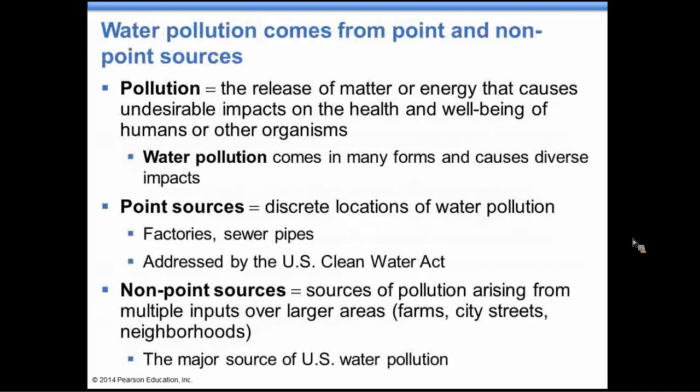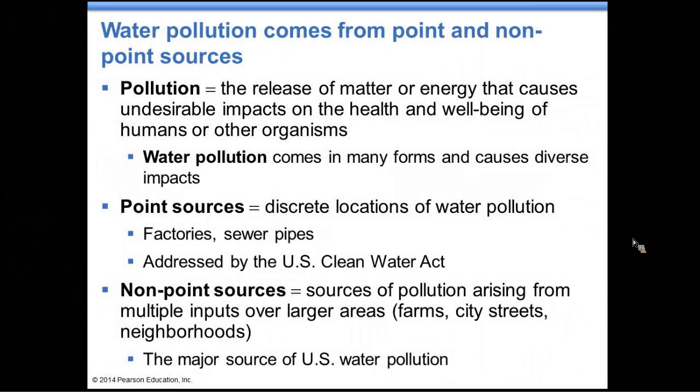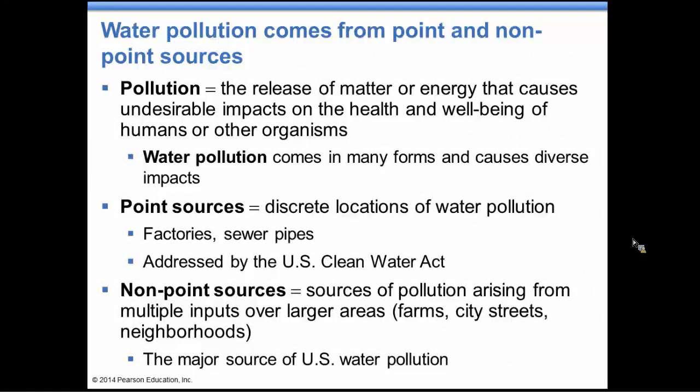Some are emitted from point sources, and these are discrete locations such as a factory or sewer pipe. In contrast, pollution from non-point sources is cumulative, arising from multiple inputs over a larger area such as farms, cities, and residential neighborhoods. And it's the major source of pollution in the U.S.